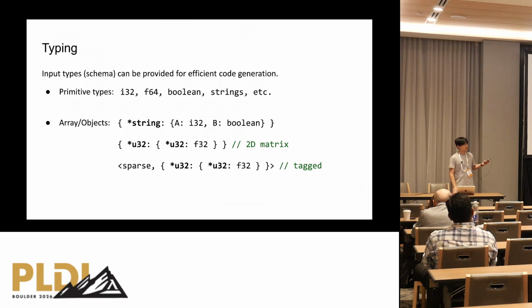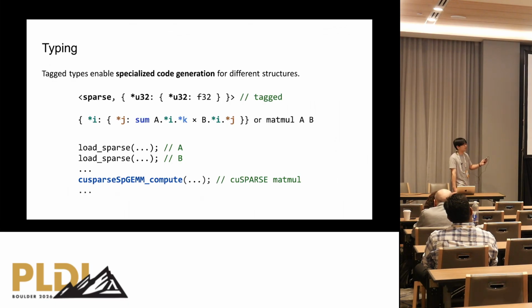And we also support typing, and we can use the same kind of object notation to indicate the type of arrays, objects, and any kind of objects. And we can also add tags to the types so that we know the sparsity of tensors. And since it's all about code generation, we can essentially generate code that we can pattern match, or we can just extend that with an additional operation called matmul and potentially we can just generate the cuSPARSE matmul call.